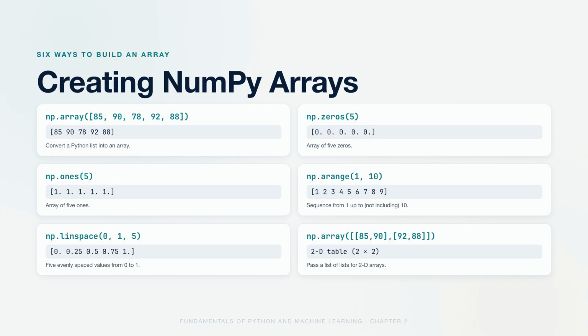NumPy also provides functions to create arrays quickly. For example, np.zeros(5) creates an array of 5 zeros. np.ones(5) creates an array of 5 ones. np.arange(1, 10) creates a sequence of numbers from 1 up to, but not including, 10. And at the end, np.linspace(0, 1, 5) creates 5 evenly spaced values between 0 and 1. These functions are very useful when we need to initialize data, create ranges, or prepare values for calculations.